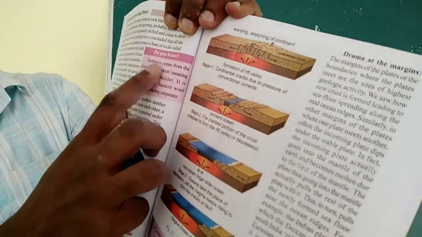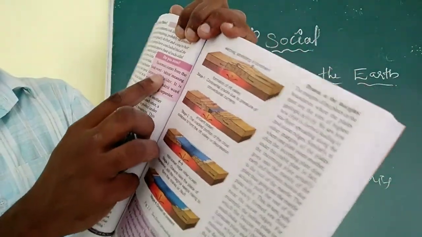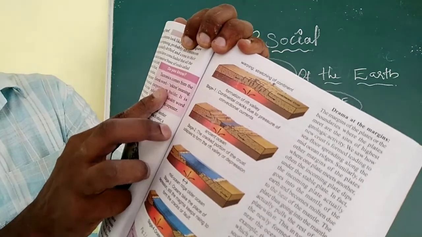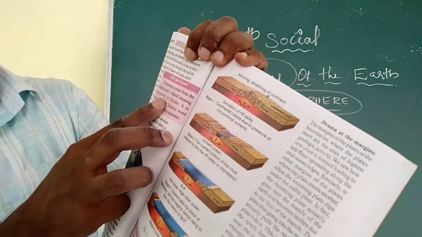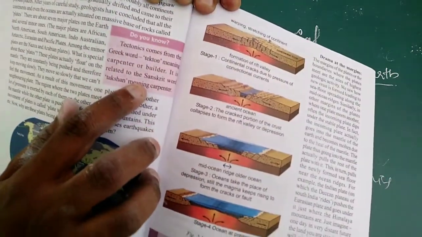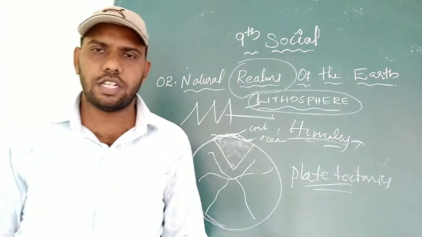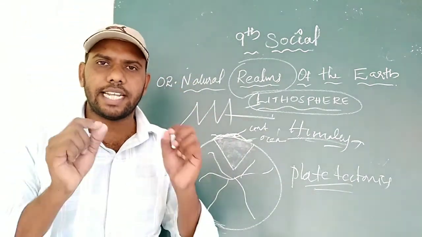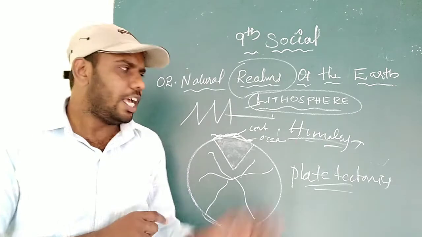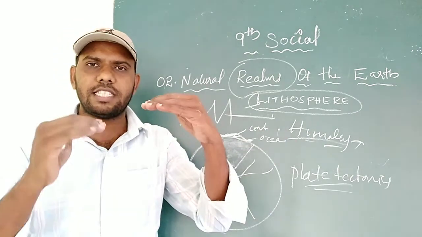Here you can find, it's mentioned that tectonics comes from the Greek word tecton, meaning carpenter or builder. Carpenter or builder. Got it, children? So from the Greek word tecton, meaning carpenter or builder. Here, actually, it is about building only.